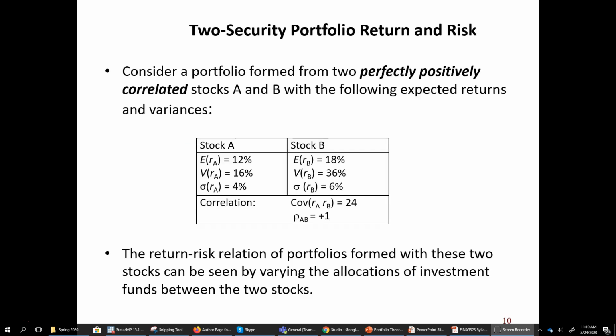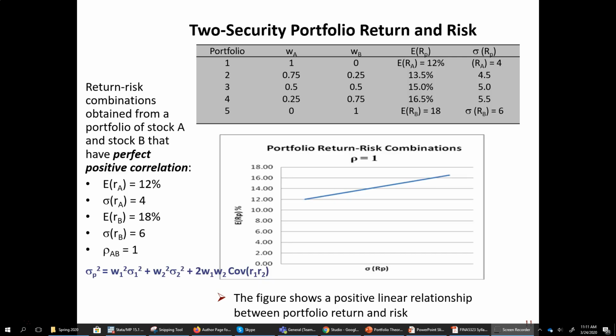Consider a portfolio that's formed from two perfectly positively correlated stocks, A and B, and we see the following expected returns and variances for stocks A and B. We can create different combinations of these stocks to form different portfolios, and we can see how these different combinations affect the portfolio's risk and return. So again, we're talking about two stocks that are perfectly positively correlated. From these two stocks we can form 5 portfolios. We could do 10, but in this example we'll just do 5.